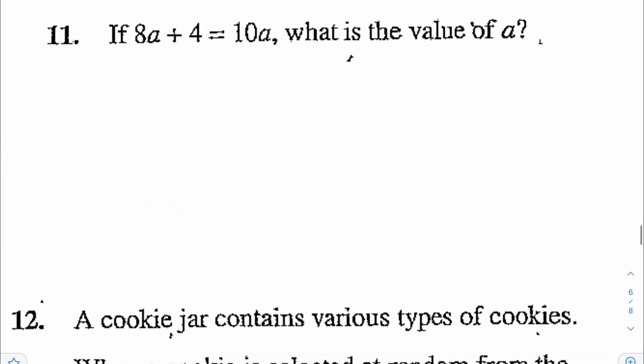All right, next for number 11. If 8a plus 4 is equal to 10a, what's the value of a? So here you have to subtract 8a from both sides. That gives you 4 is equal to 2a, and when you divide by 2 on both sides, you get that a has to be equal to 2.